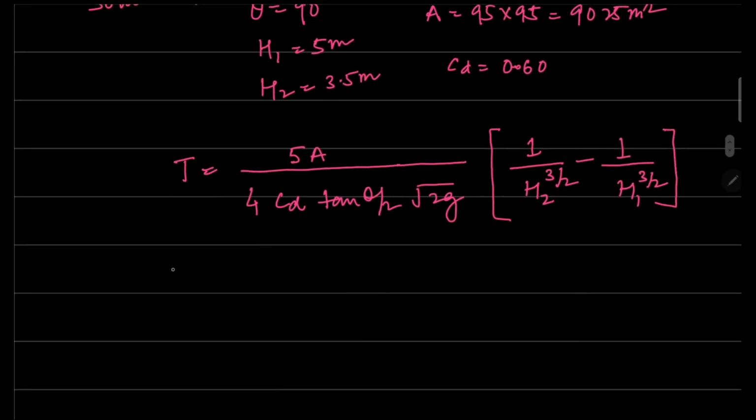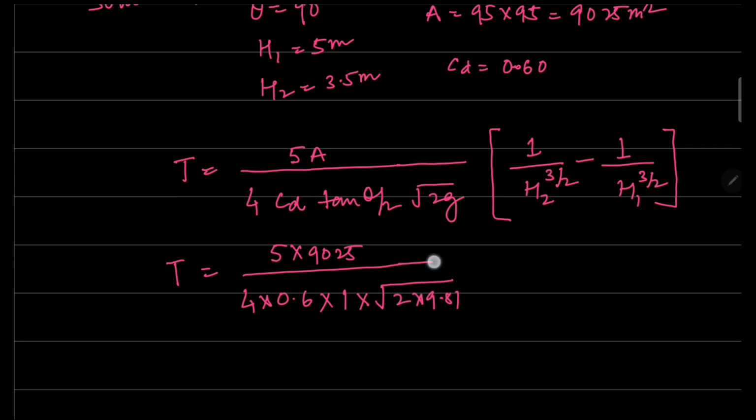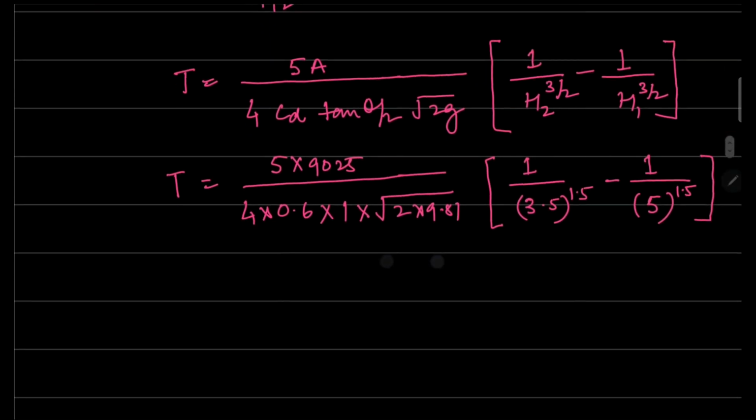So let's put all the values over here. T is equal to 5 multiplied by 9025 divided by 4 into CD value, 0.6, multiplied by tan theta by 2, that will be tan 45, and tan 45 is 1, and under root 2 into 9.81, divided by 1 over 3.5 raised to the power 3 by 2. So we can write it as 1.5 minus 1 over 5 raised to the power 1.5. So let's quickly solve this equation. The calculation gives this value as 268.78 seconds. So this is our answer.